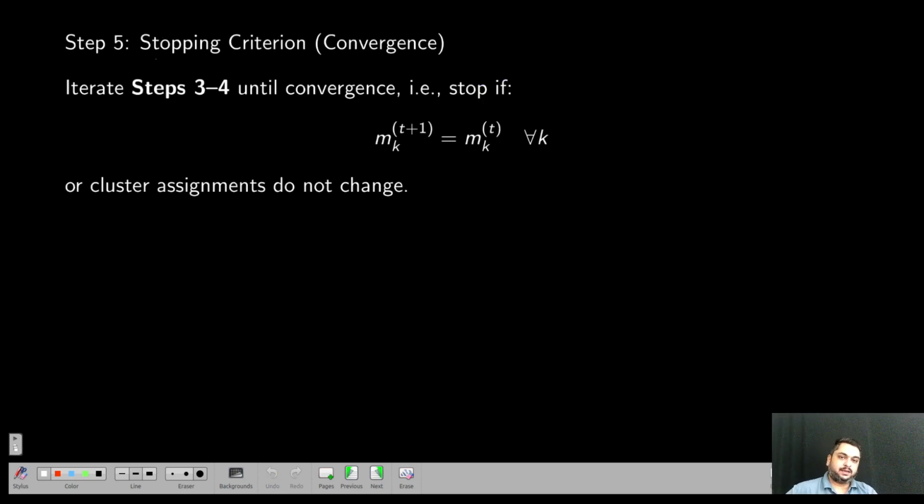Now again the stopping criteria remains the same. So convergence will occur, else you repeat steps 3 and 4. When will convergence occur? If the recalculated Medoid in the next iteration is the same as the previous Medoid for all the clusters, or cluster assignments do not change. That is the stopping criteria. If any one of these happens, then you converge and stop. Else you repeat steps 3 and 4, the recalculation. So that is the mathematical understanding behind the K-Medoids algorithm.